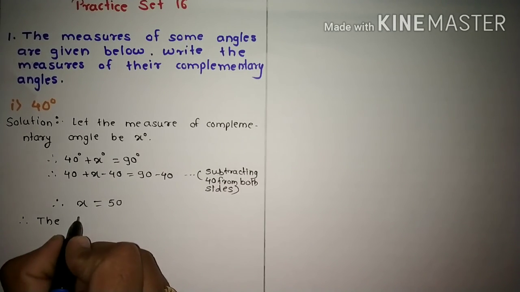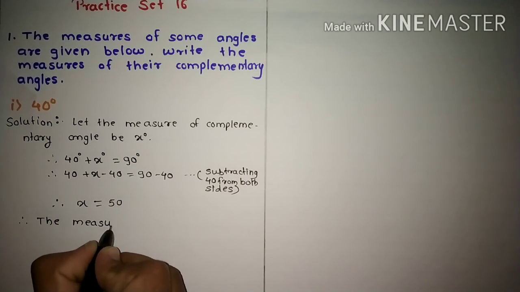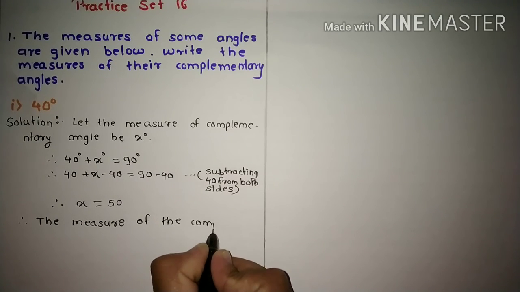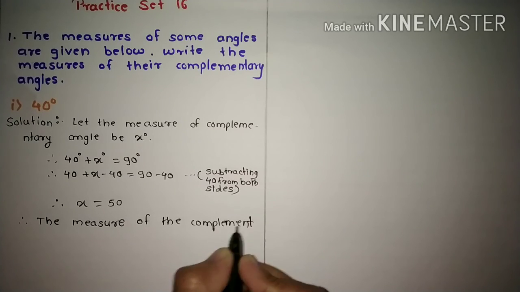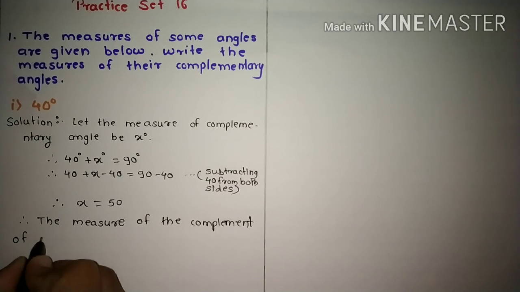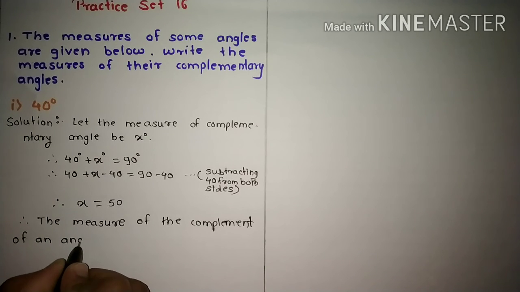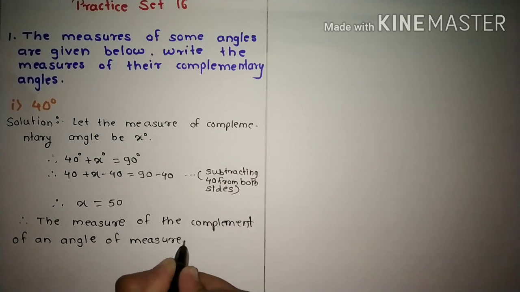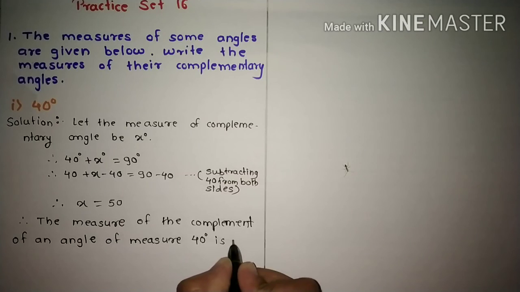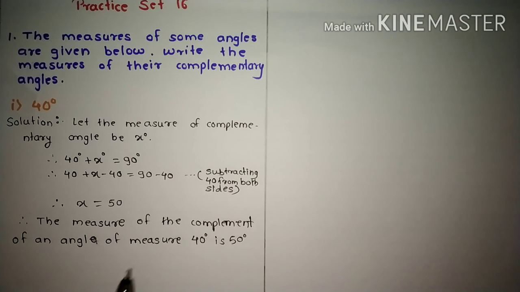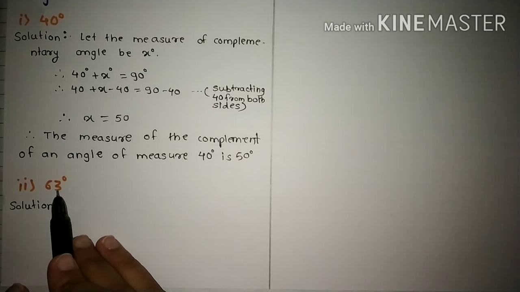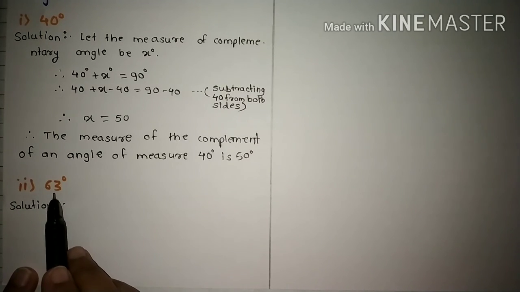Therefore, the measure of the complement of an angle of measure 40 degrees is 50 degrees. Okay. Now see the second example. Second is 60 degrees. We have to find the complement of this angle.